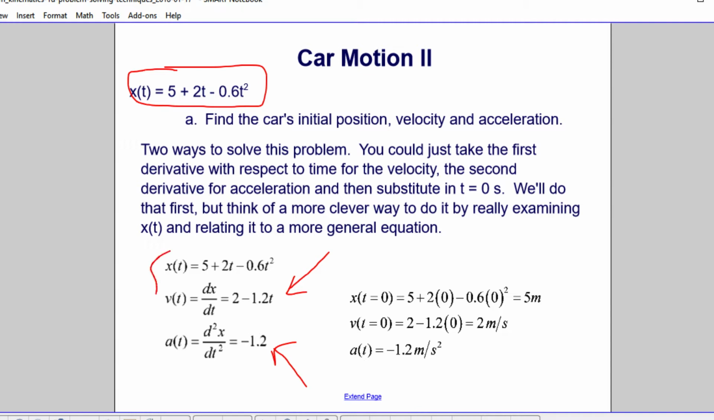So here are our derivatives: there's x, here's the first derivative, and the second derivative. We just plug in the values of t equals 0, and the initial position will be 5 meters. The velocity will be 2 meters per second. The car's barely crawling, because 1 meter per second is 2.2 miles an hour, so it's going a little over 4 miles an hour. And its acceleration is negative 1.2 meters per second squared. So clearly this car was accelerating in the negative direction when we started the problem.